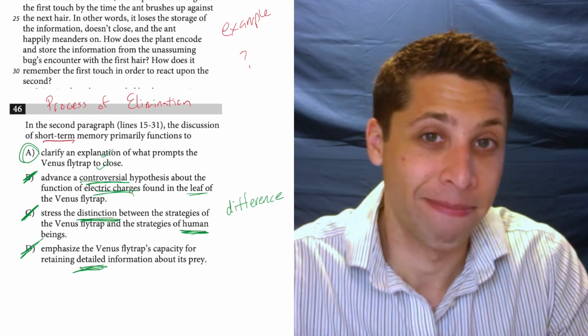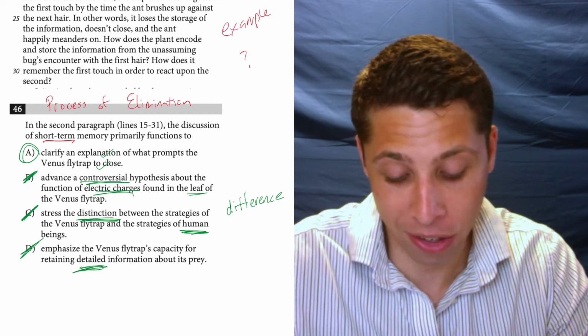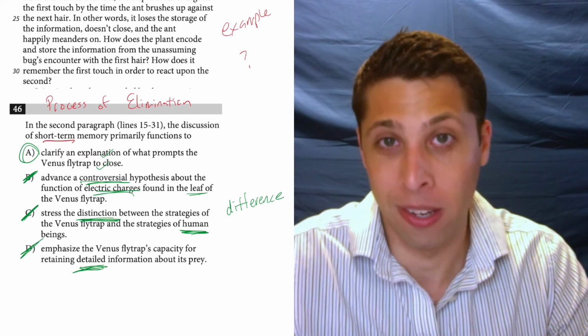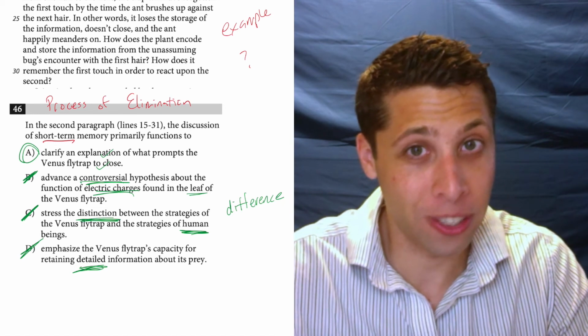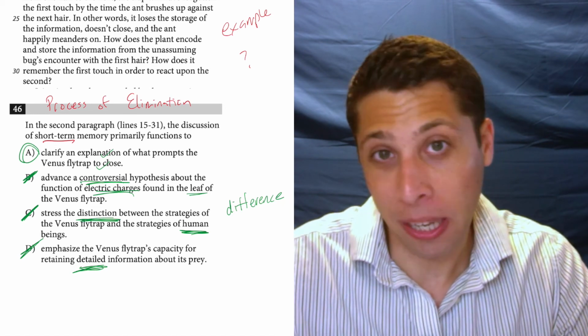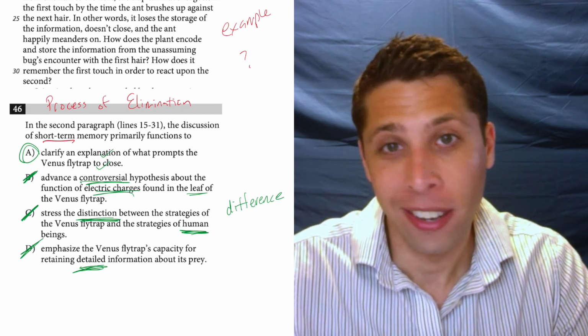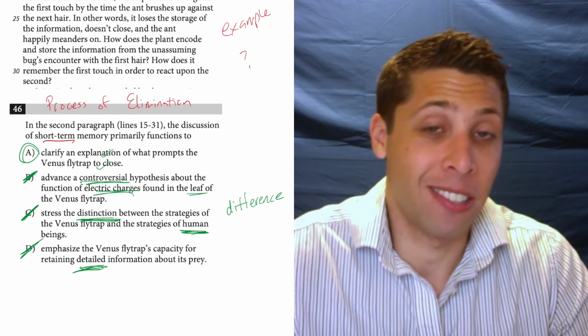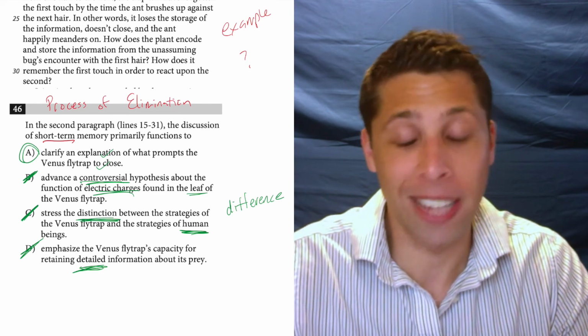Choice A, it's kind of vague, it's kind of weak. Clarify an explanation of what prompts the Venus flytrap to close. Notice that it doesn't talk about exactly what prompts it to close. It doesn't get into the specifics. And because it doesn't get specific, because it doesn't say too much, it ends up being right because there's nothing for us to think is wrong. That's fine. That's how we do the test.